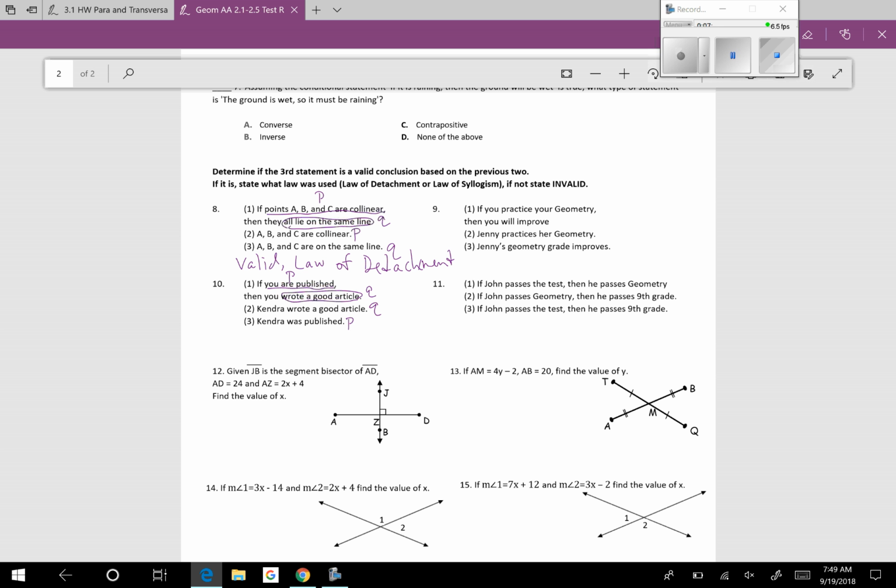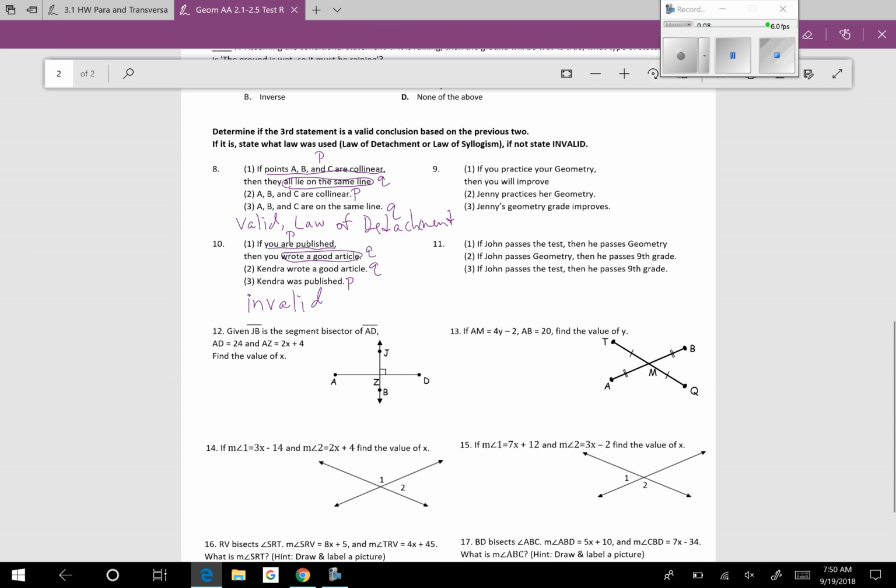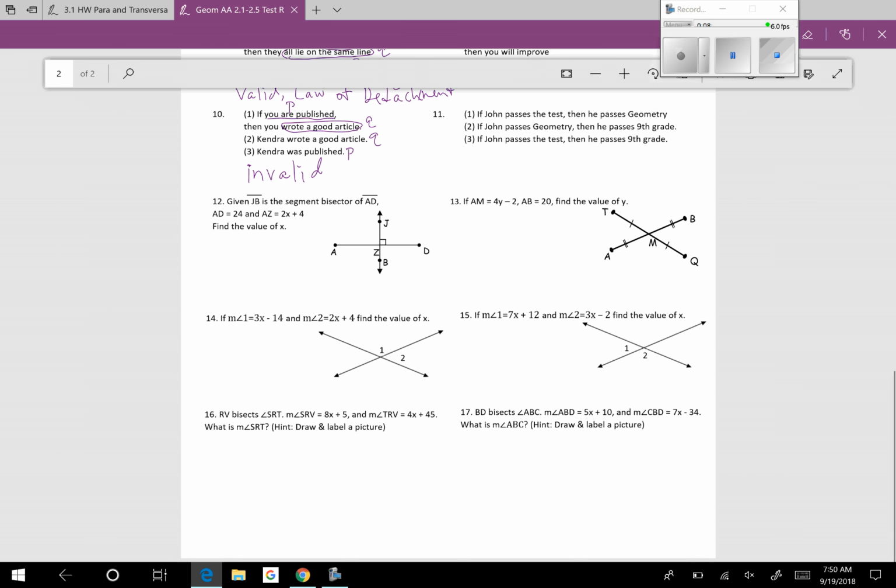P. So it looks like they're trying to do the law of detachment here, but if you'll notice, Q and P are in the wrong order. It always has to go in that same order. It's got to talk about P, and then it's got to talk about Q. So this is invalid. All right, very good. Alrighty, now we'll go on. We'll do number 12 together.